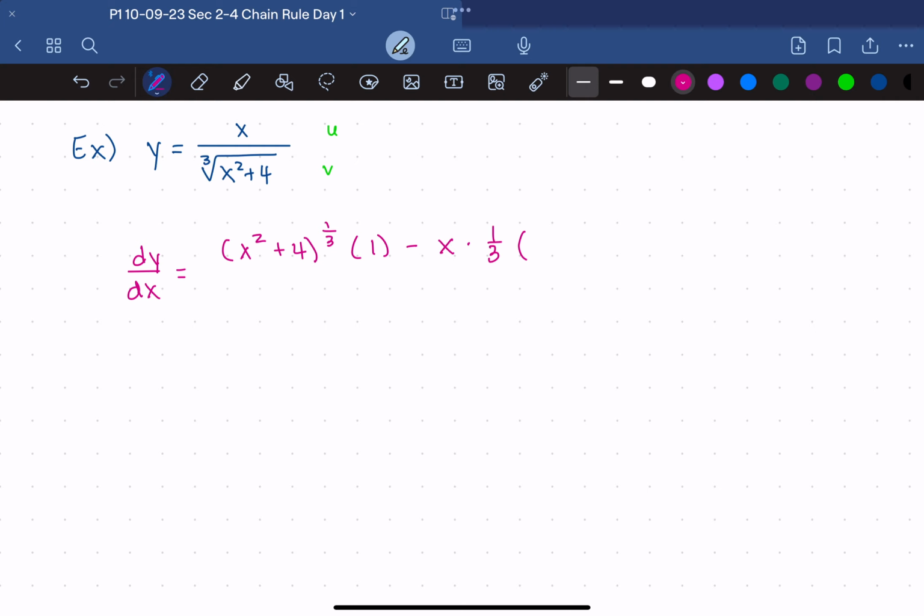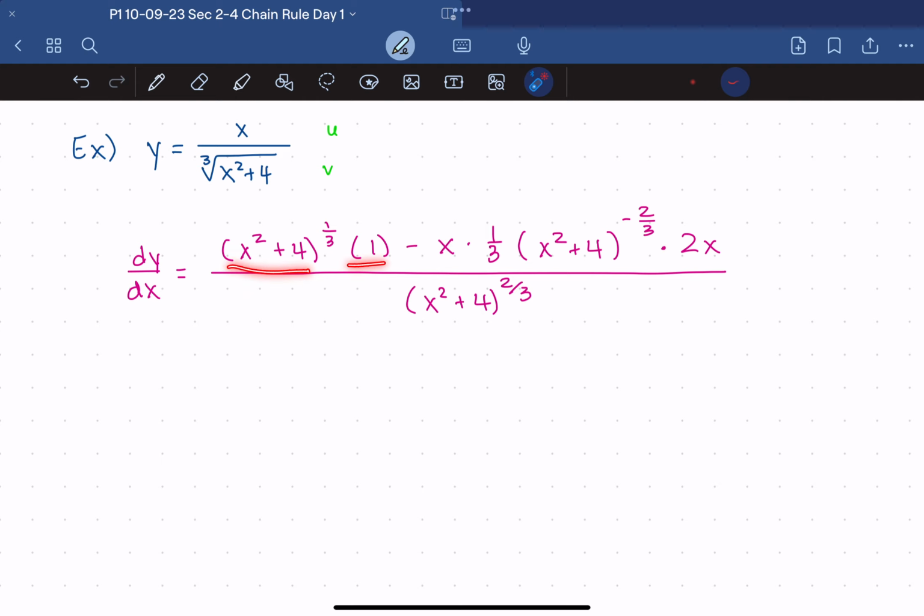Multiply by the exponent, subtract 1 from the exponent, keep the inside the same, times derivative of the inside. And then the bottom squared. It would be to the 1/3, but when I square it, it's going to be to the 2/3 power.